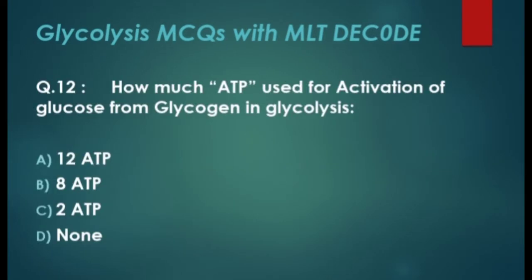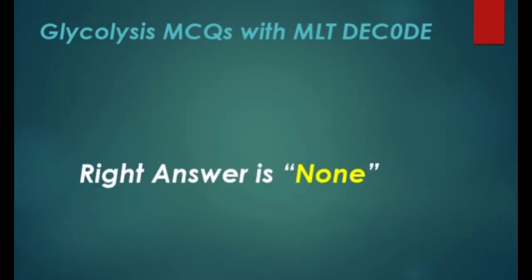Next: how much ATP is used for activation of glucose from glycogen in glycolysis? 12 ATP, 8 ATP, 2 ATP, or none? The right answer is none, because first glycogen is converted into glucose 1-phosphate and then to glucose 6-phosphate, and this requires no use of ATP, so there is no ATP involved.